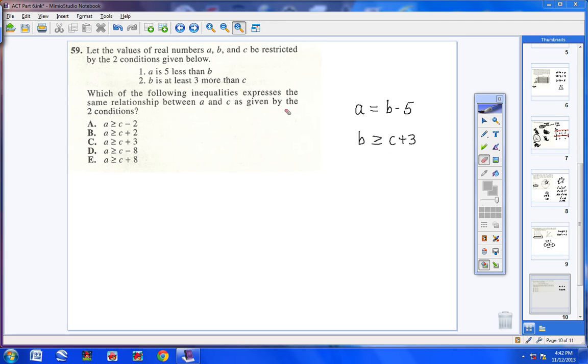Here we go. Let's review very quickly. So A equals 5 less than B, or B minus 5. And then B is at least, so B is greater than or equal to, 3 more than C. So C plus 3.